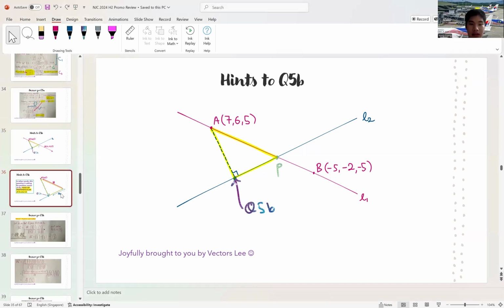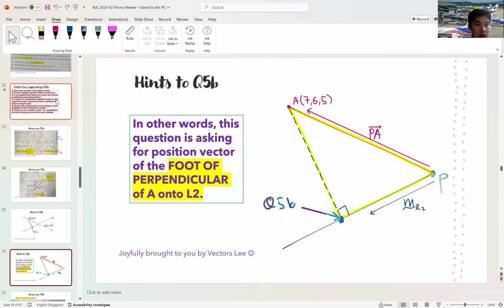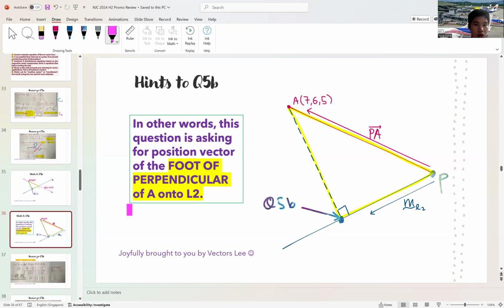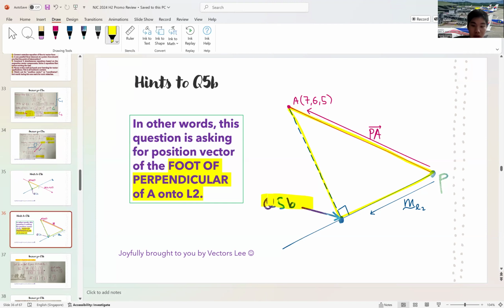So this means that in other words, the question is going to ask you for the position vector. Why position vector? Because here the question said position vector. I never read wrongly. So the question is asking for the position vector of the foot of perpendicular of A onto L2. The foot means at the extreme bottom, so the bottom of this perpendicular should be lying on L2. And that is precisely what the question is asking for. So this point over here.